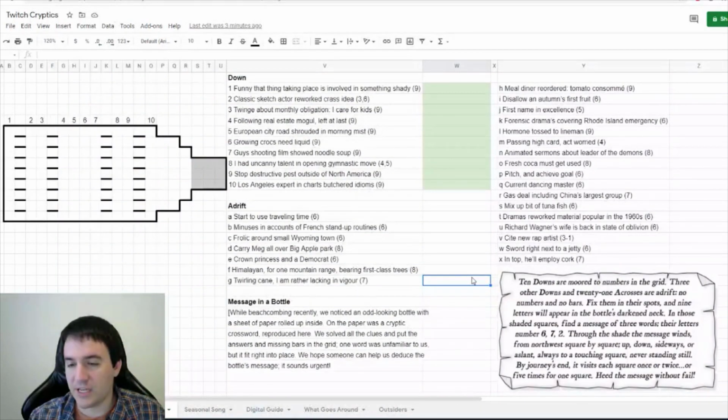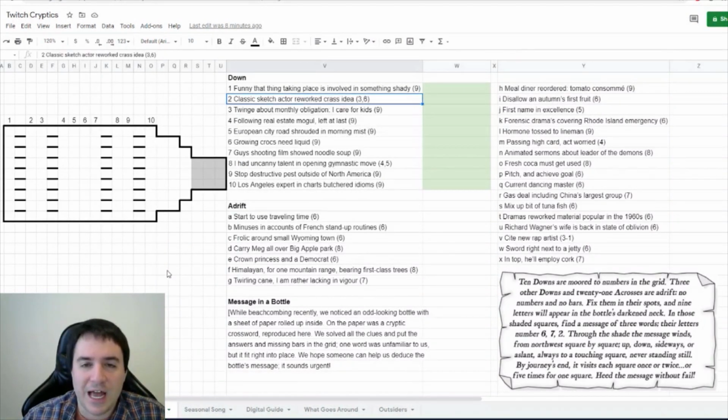Fix them in their spots and 9 letters will appear in the bottle's darkened neck. So that's this part up at the top here. In those shaded squares, find a message of 3 words. Their letters number 6, 7, 2. Through the shade, the message winds from the northwest square by square, up, down, sideways, or aslant, always to a touching square, never standing still. By journey's end, it visits each square once or twice, or 5 times for 1 square. Heed the message without fail.